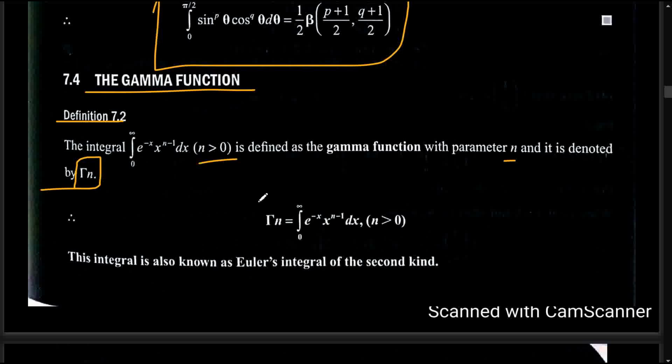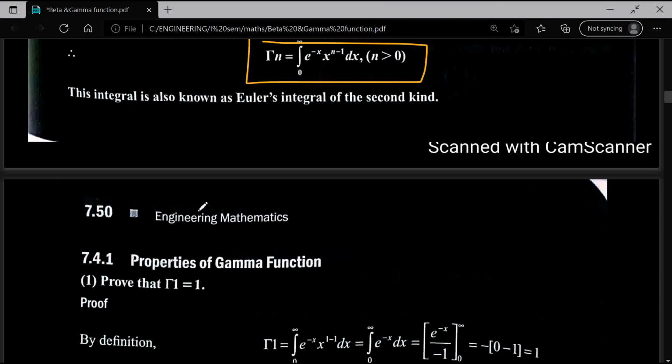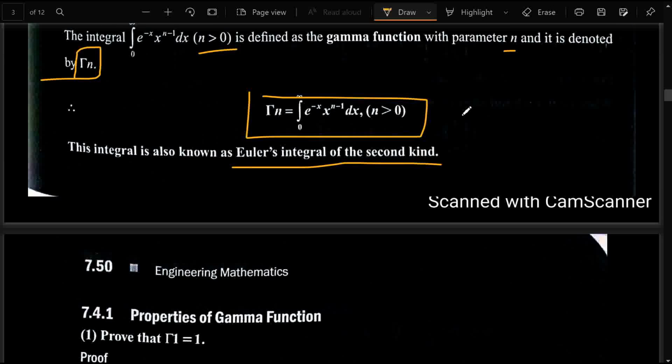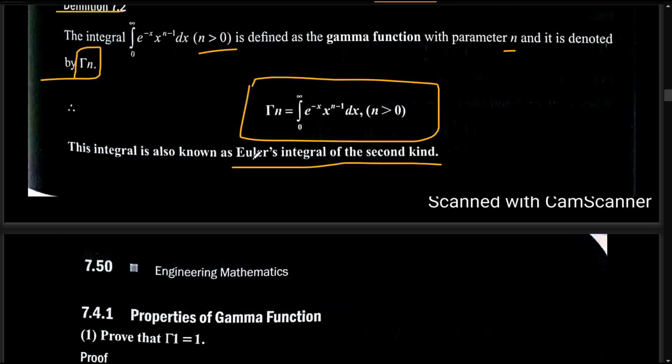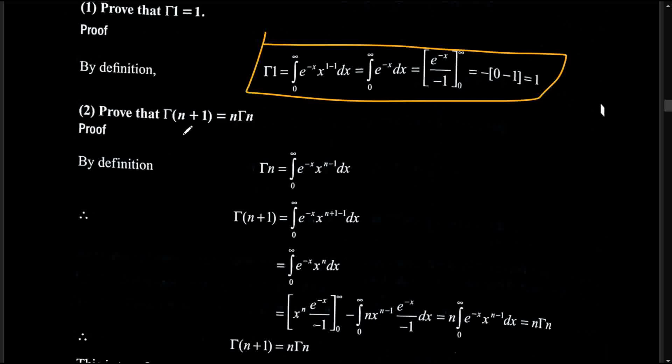This integral is also known as Euler's integral of the second kind. As usual, not needed, but it's general knowledge. Just make a note of it. And now the properties of the gamma function. Gamma of 1 is equal to 1. How? You can see the proof here. And gamma of n plus 1 is equal to n into gamma of n. Just remember this, guys. That's enough.